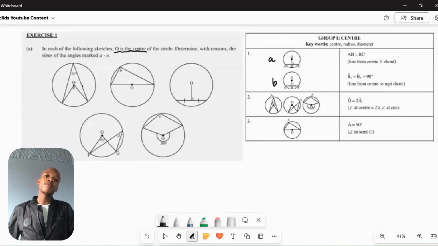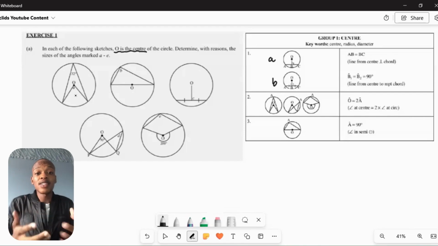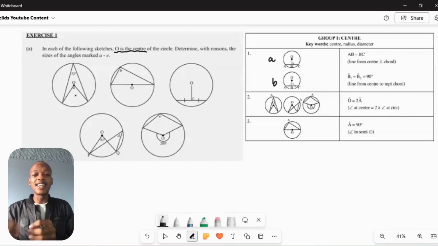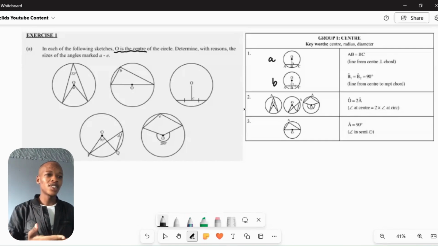So now we are supposed to calculate the marked angles from A up to E. Okay, let's do it. A. What is A? This is what you have to do whenever you are given a circle or you are working with a Euclidean problem. Start by identifying the angle that you are asked to calculate. So A, what is A? A is the angle at the center. How did you identify that? Let's go and check number 2.